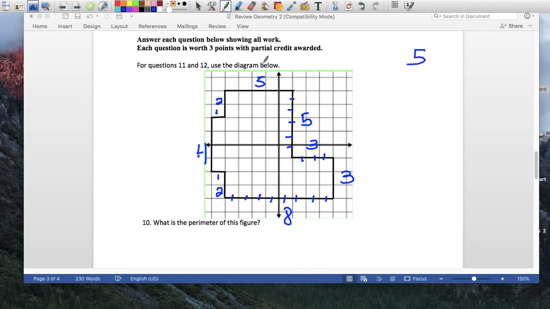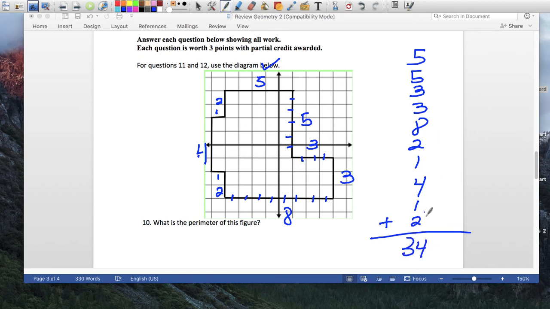So I'm going to start with this: 5 and 5 and 3 and 3 and 8 and 2 and 1 and 4. And there's a 1 and a 2. So I would add this: 10, 13, 16, 24, 25, 26, 27, 31, 32, 33, 34. So the perimeter of this shape would be 34 units, because it doesn't tell us if it's centimeters or whatever. So it's 34 units.